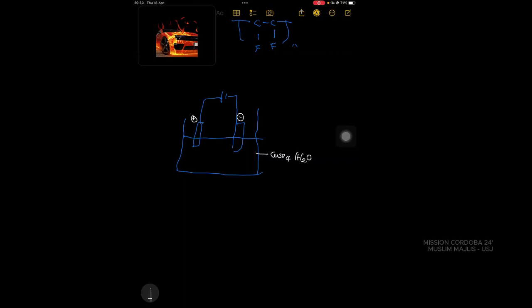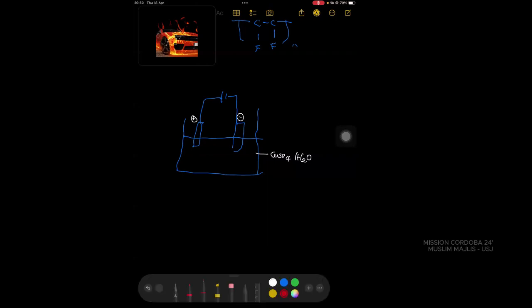Now tell me what are the ions in the solution one by one. Copper, Cu2 plus, SO4 2 minus. H plus and OH minus ions. What else? Copper and sulfate. Cu2 plus and SO4 2 minus.